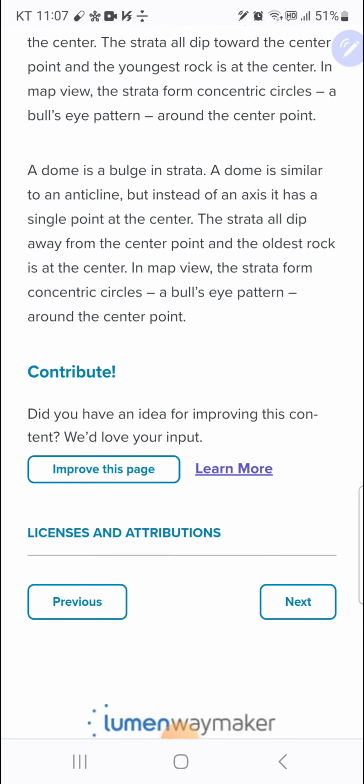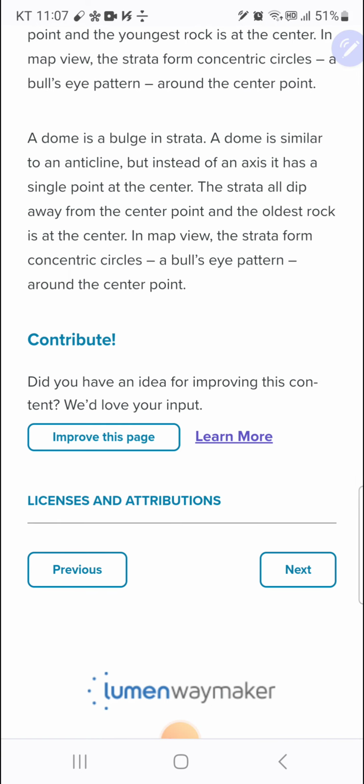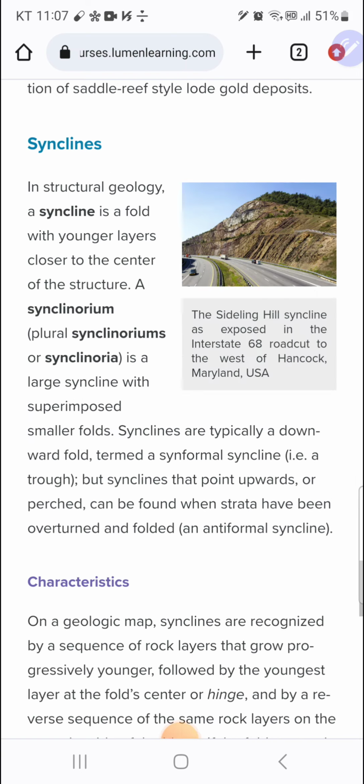Contribute. Did you have an idea for improving this content? No, not yet. We'd love your input. Not yet. Improve this page, learn more. Licenses and attributions, Lumen Waymaker.